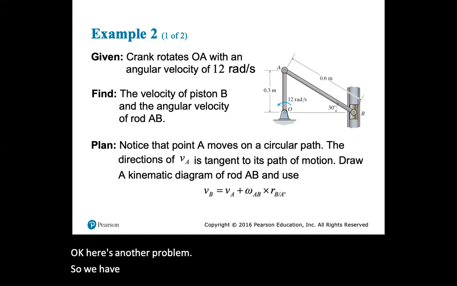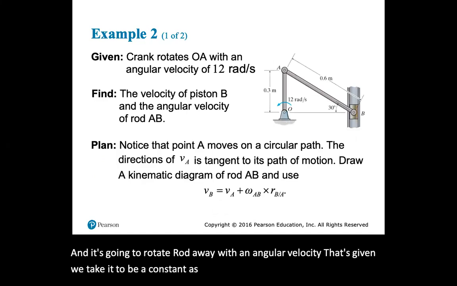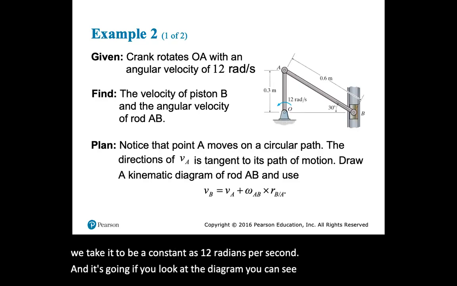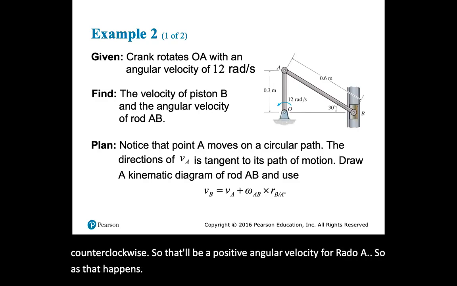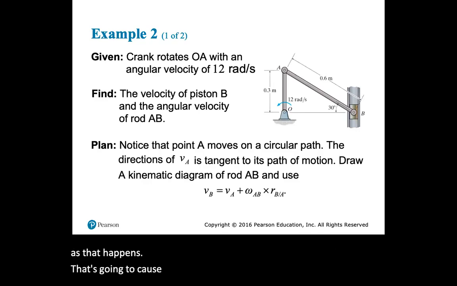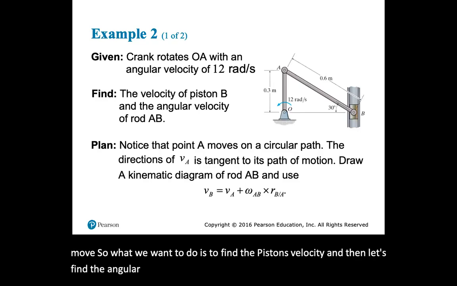So we have a crank which rotates rod OA with an angular velocity that's given, and we take it to be a constant 12 radians per second. If you look at the diagram, you can see it's rotating counterclockwise, so that'll be a positive angular velocity for rod OA. As that happens, that's going to cause the slider, the piston, to move. So what we want to do is find the piston's velocity, and then find the angular velocity of rod AB.